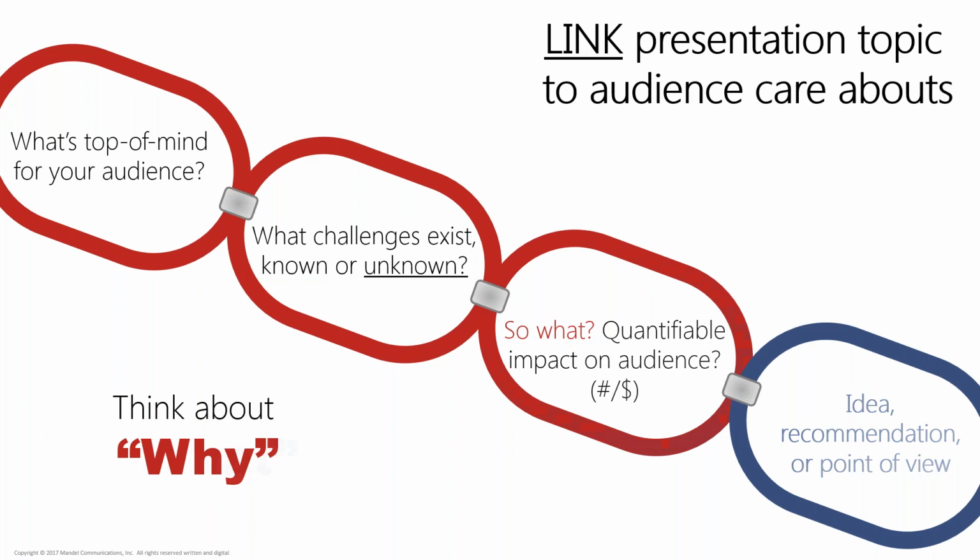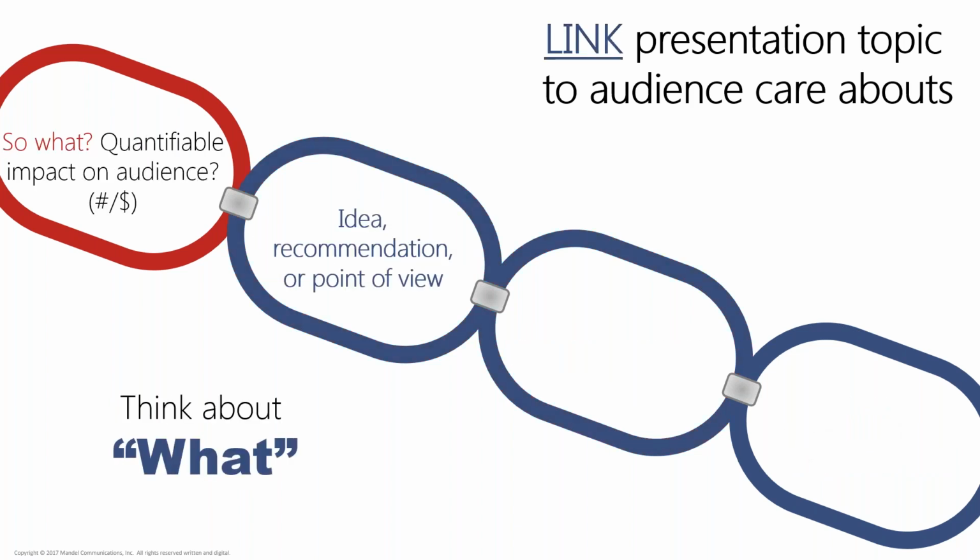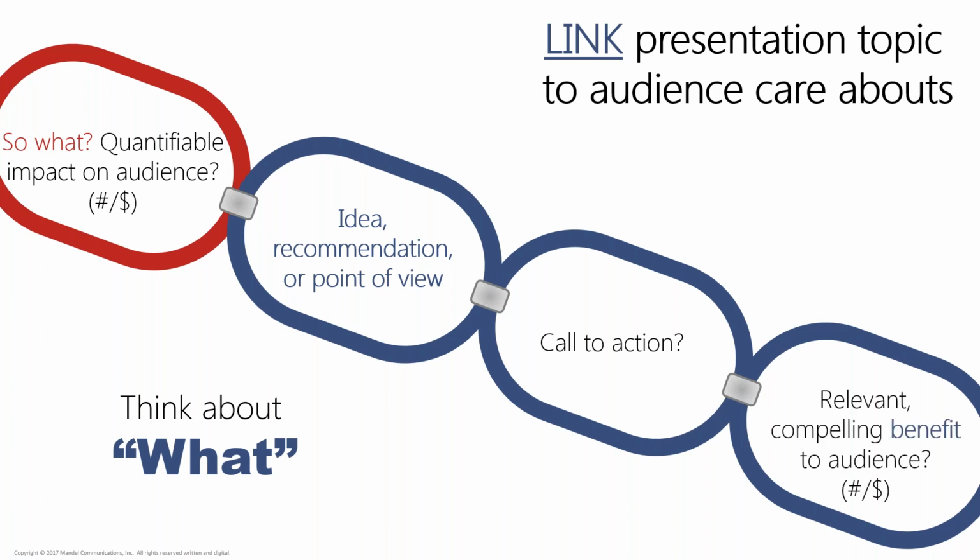Now, to continue to build this chain out, notice there's our so what now is in the upper left and the rest of the chain is hidden. You also need to, in relation to your idea, be really clear what your call to action is, what it is that you want your listeners to do. You want them to listen, you want them to ask questions, you want them to evaluate, you want them to fund, approve, give resources, change their behavior, whatever that might be. And if you're calling them to action, you better also be offering up relevant, compelling benefits to them. Again, the more quantifiable, the better.